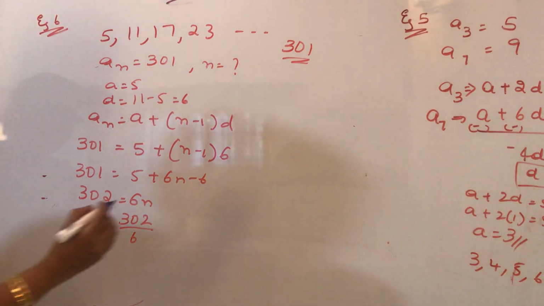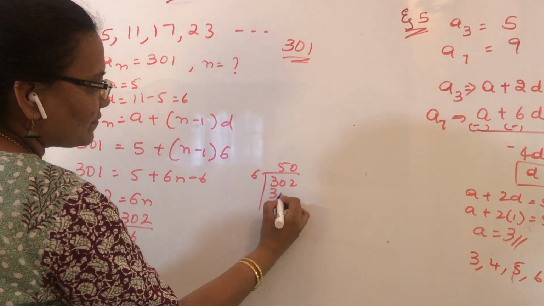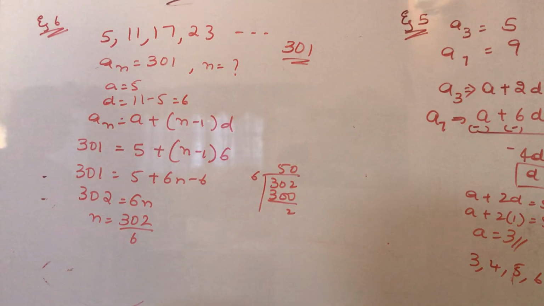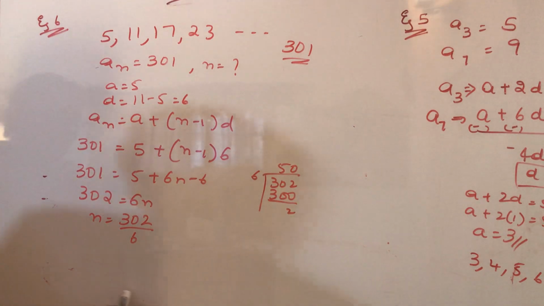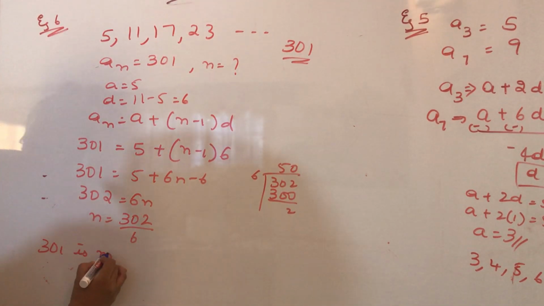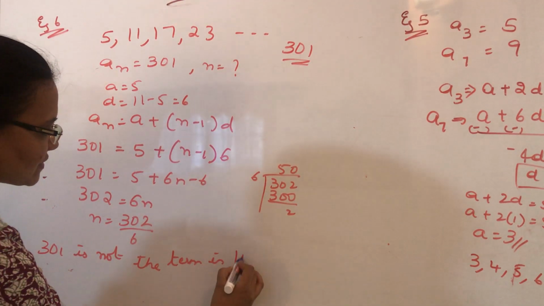So see here, when we divide, you are getting a remainder 2. No decimal allowed here. So 301 is not a term in the given series.